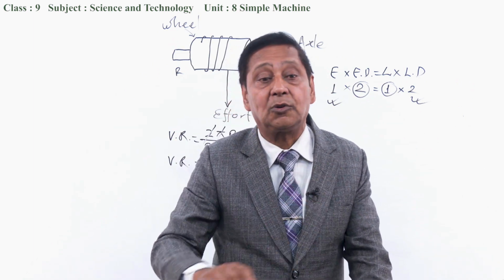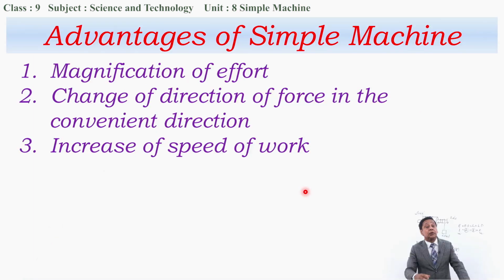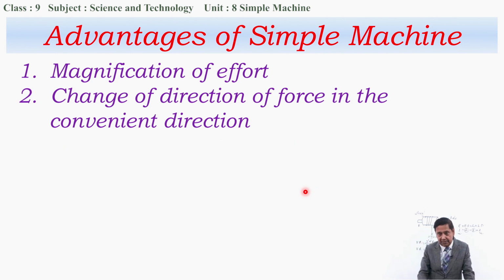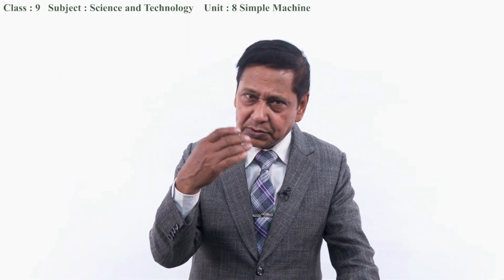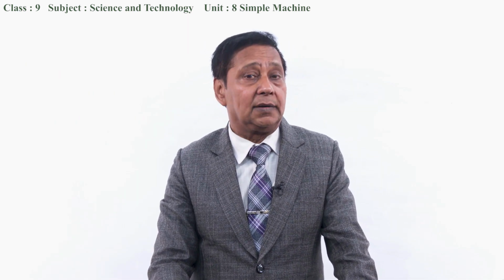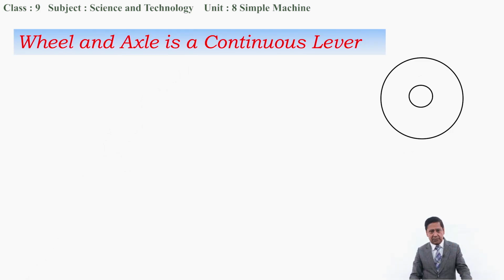Okay, then out of these three advantages, the third cannot be obtained by using this wheel and axle, but the first two can be obtained by using this wheel and axle. Now let's go to another side. Wheel and axle is called a continuous lever. Why? I want to tell you about this.